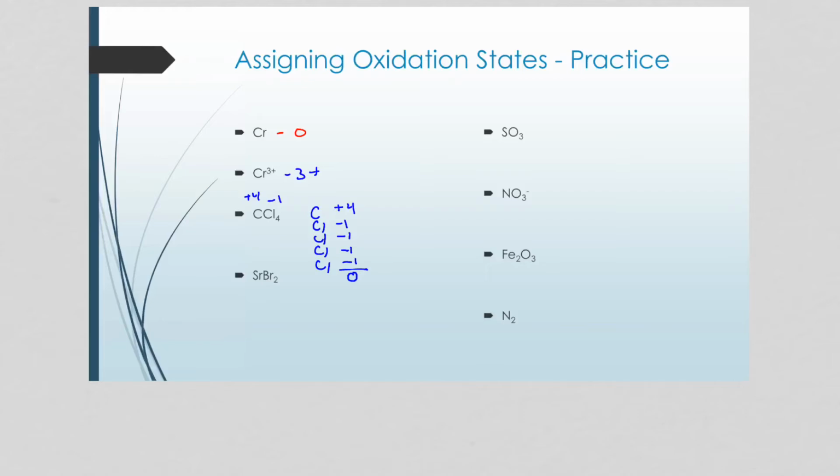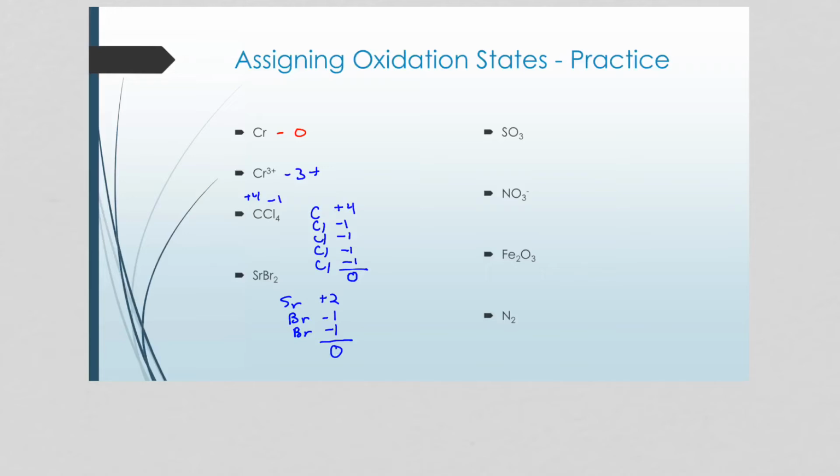SrBr2, so we have Sr, Br, Br. Again, we have rules for everything here, right? Sr is a group 2 metal, so it's going to be a +2. Br is a group 7, so it's a -1, and of course, all works out very nicely to add up to 0.